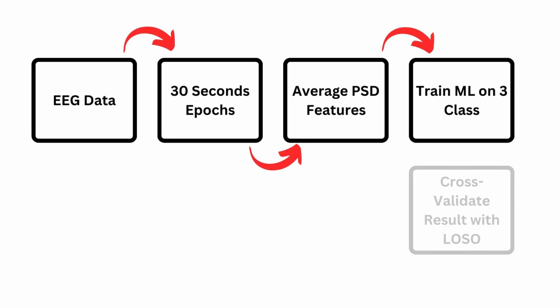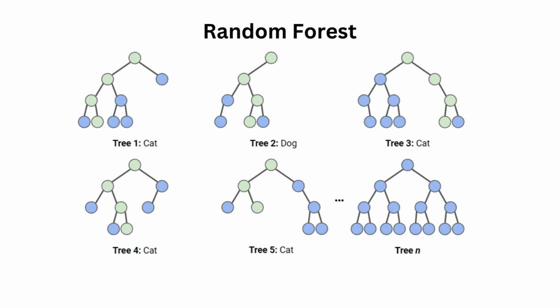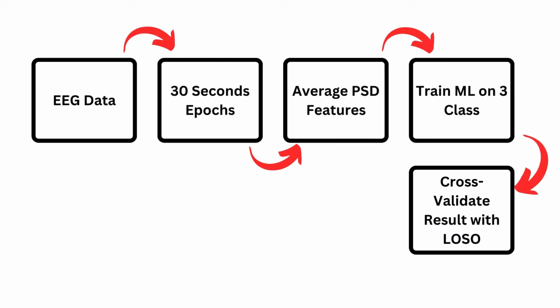Then we'll train the machine learning model on the 3 classes mentioned previously. We won't get too fancy here for this analysis just yet, we'll just use the random forest classifier again. Finally, this machine learning classifier will be cross-validated using a leave one subject out cross-validation scheme.